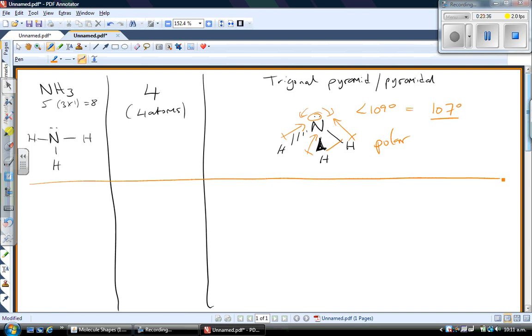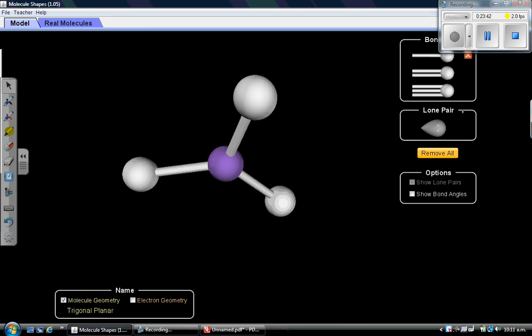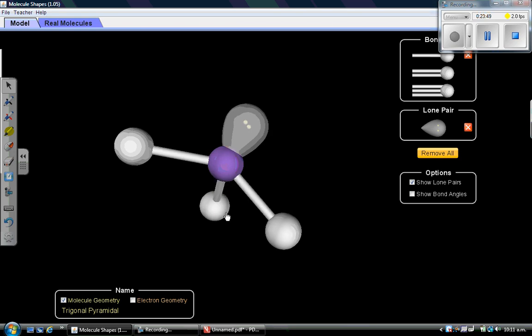So then if we jump to PhET just to look at ammonia, we want to replace a bonding atom with a lone pair instead, and then you get your trigonal pyramid down here. So that's ammonia there.